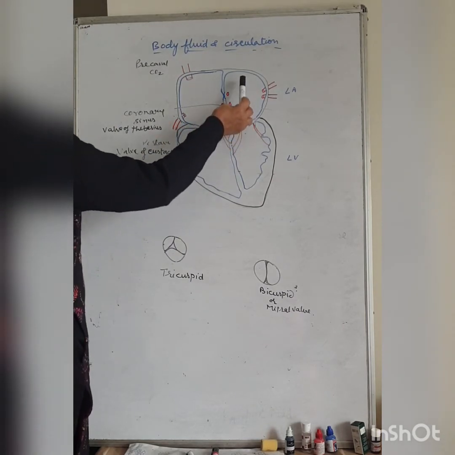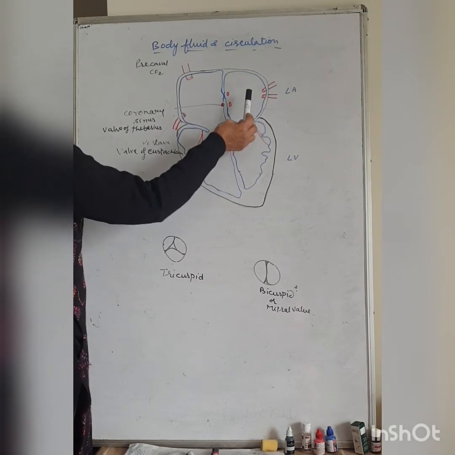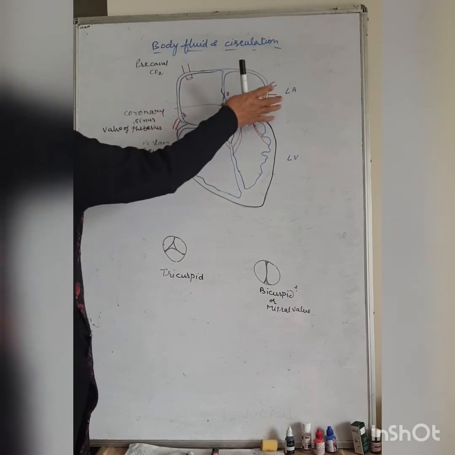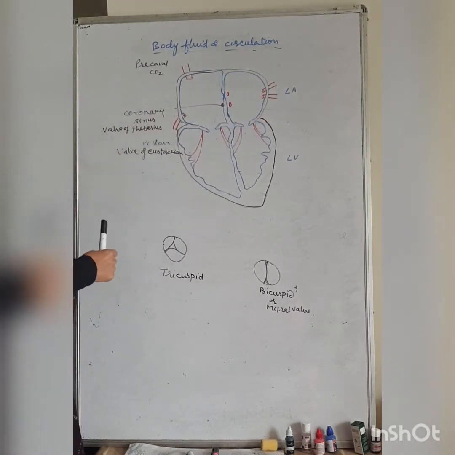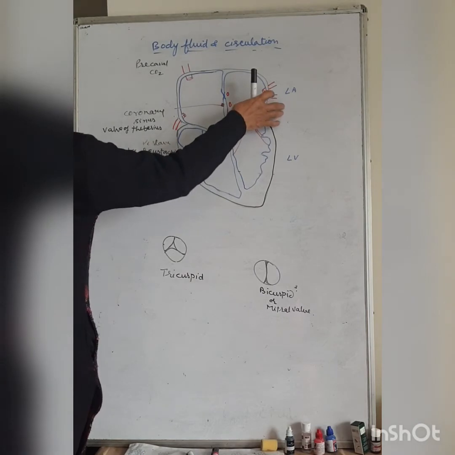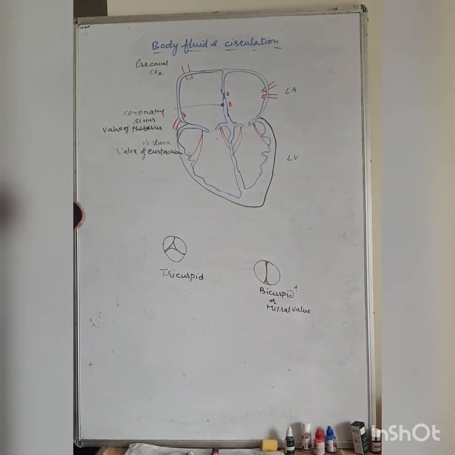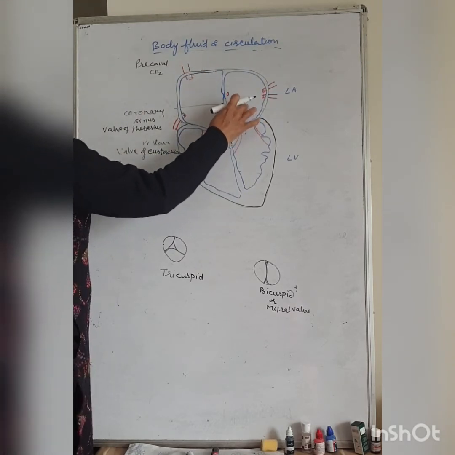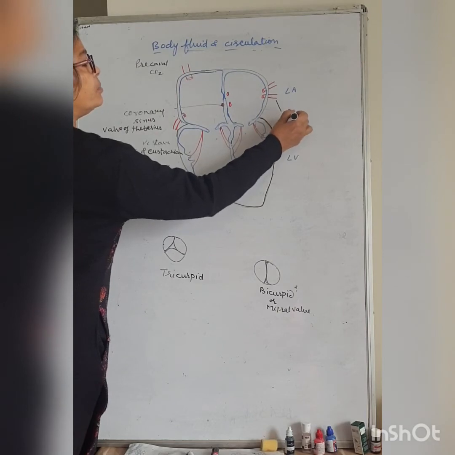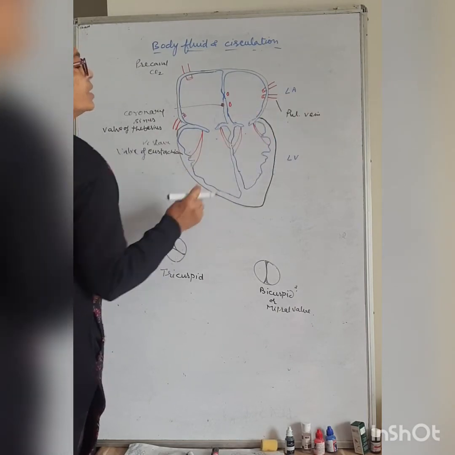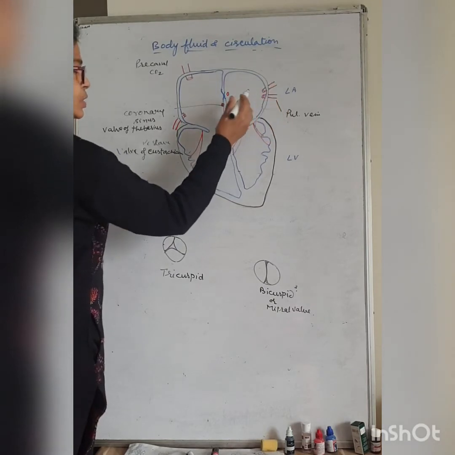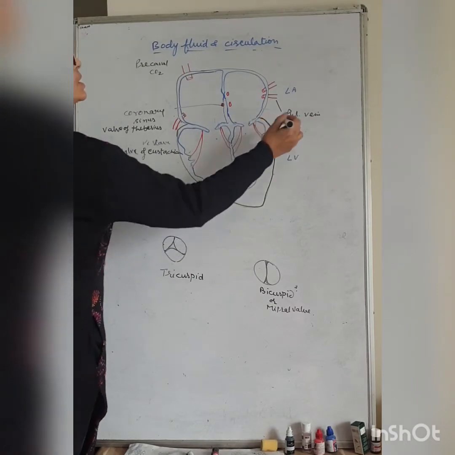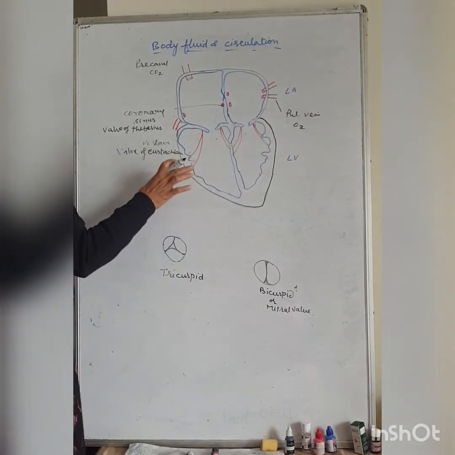Now we discuss the blood vessels bringing the blood into the left atrium. The left atrium contains the oxygenated blood. The left atrium receives the oxygenated blood from the lungs. There are a total of 4 pulmonary veins. The pulmonary veins, two from each lung, bring the oxygenated blood from both the lungs.